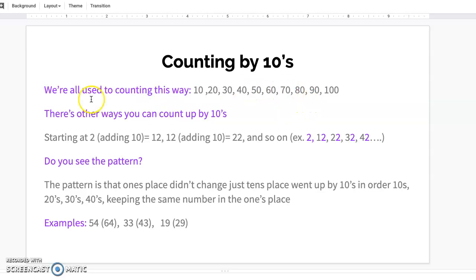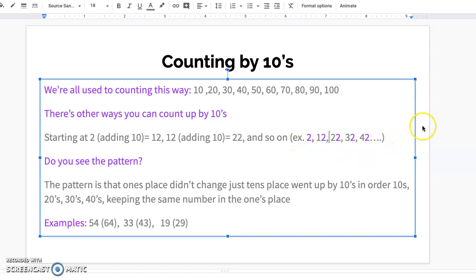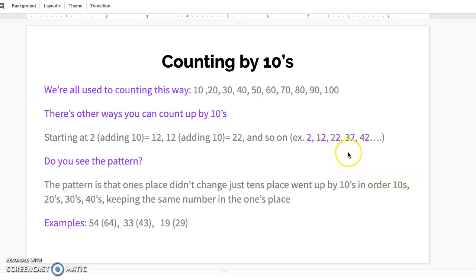Alright, now counting by tens. We're all used to counting this way: 10, 20, 30, 40, 50, 60, 70, 80, 90, 100. But there's another way you can count by tens. Like if we started at 2, adding 10 gives us 12. 12, adding 10 more, 22, and so on. So like 2, 12, 22, 32, 42, and so on.